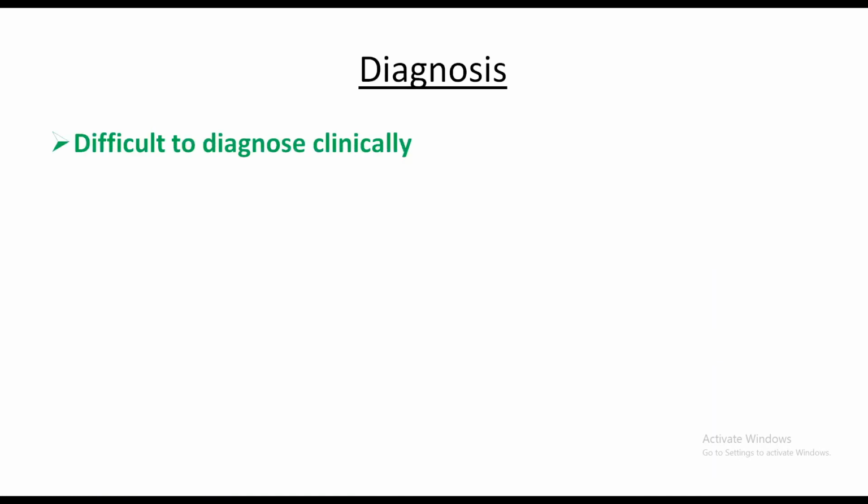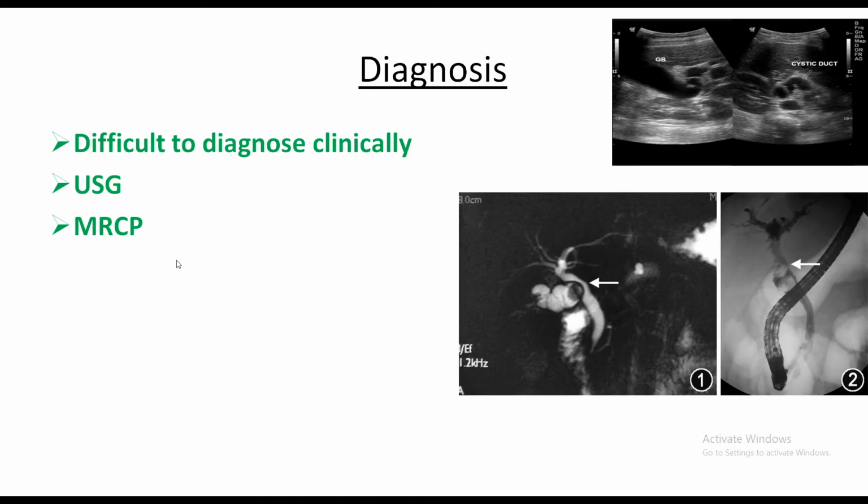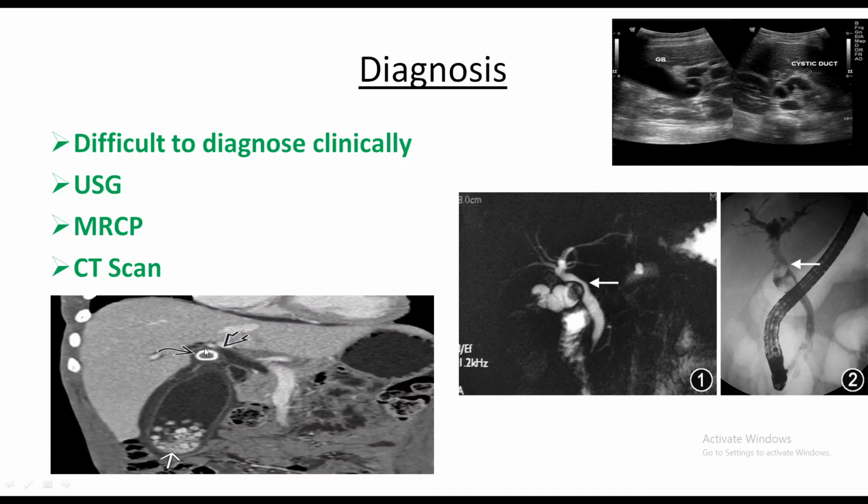So clinically you know this, that it is difficult to diagnose. So the next step is ultrasonography. You can see the cystic duct compressing the CBD. MRCP is a good investigation to get the diagnosis. You will see a picture like this. You can see this is the stone eroding into the CBD and there can be dilatation. Now CT scan can also be a good modality to diagnose it.